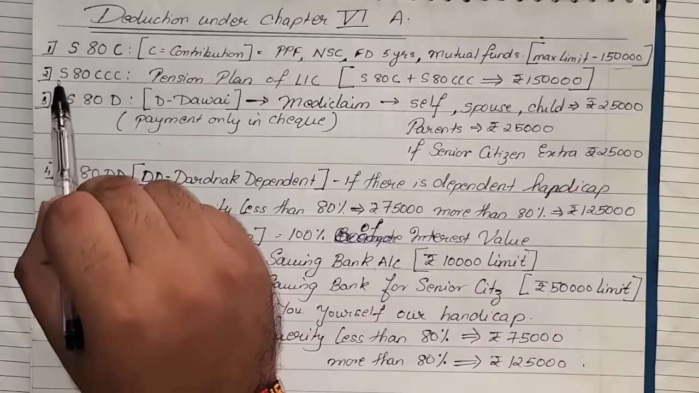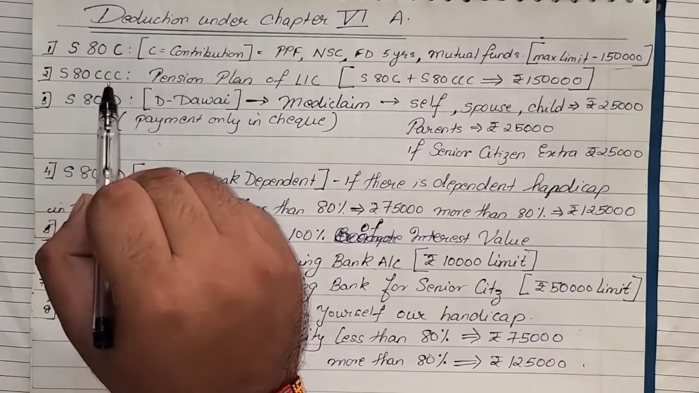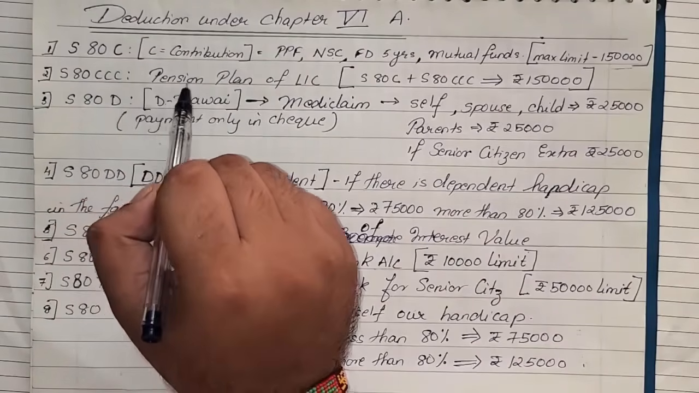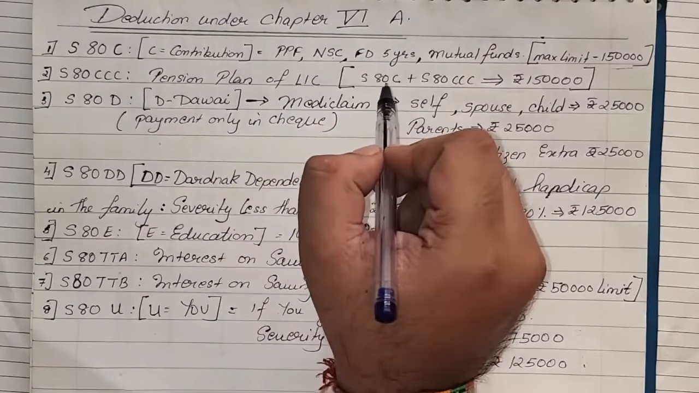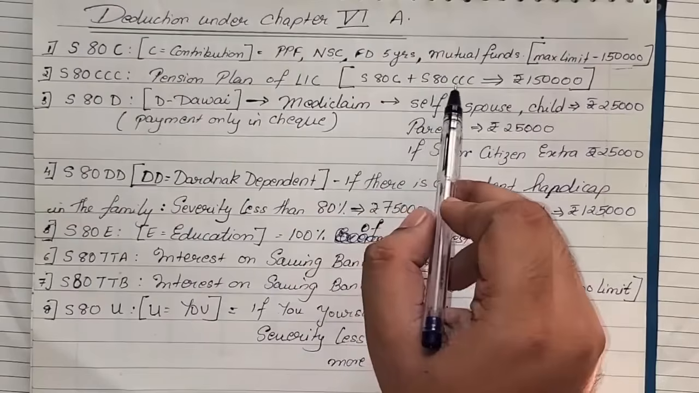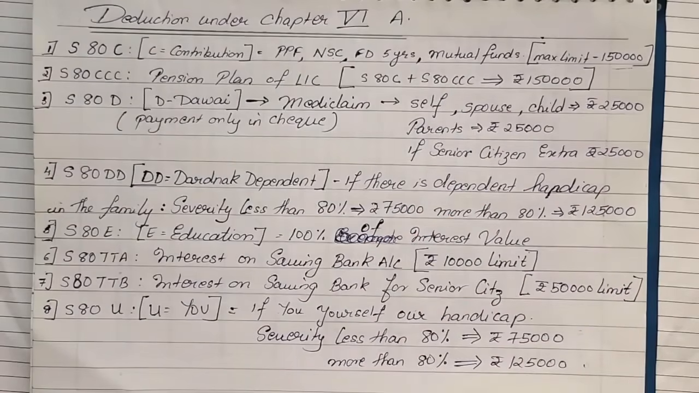The second is section 80CCC. In triple C only one thing will be there, that is pension plan of LIC. Okay. Now remember section 80C plus 80CCC together should be 1,50,000. You cannot ask for an amount more than 1,50,000. The total deduction that can be asked under 80C and 80CCC together or individually is also 1,50,000.